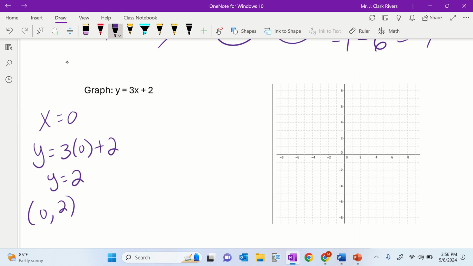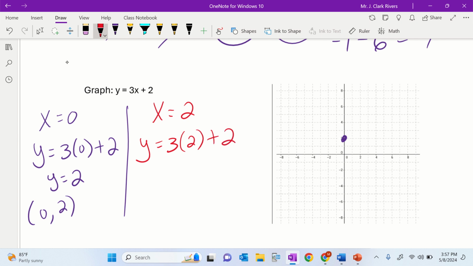So let's graph that. 0, 2 is right here. I'll pick, I don't know, I'll pick x equals 2. I could pick anything I want to. Sometimes you fall off the graph here, and that's okay. 3 times, instead of x, 2, plus 2. Again, I just took out x. I plugged in 2. 3 times 2 is 6. Plus 2, we get 8. So when x is equal to 2, y is equal to 8. Let's plot that point. 2, 8 is up here.